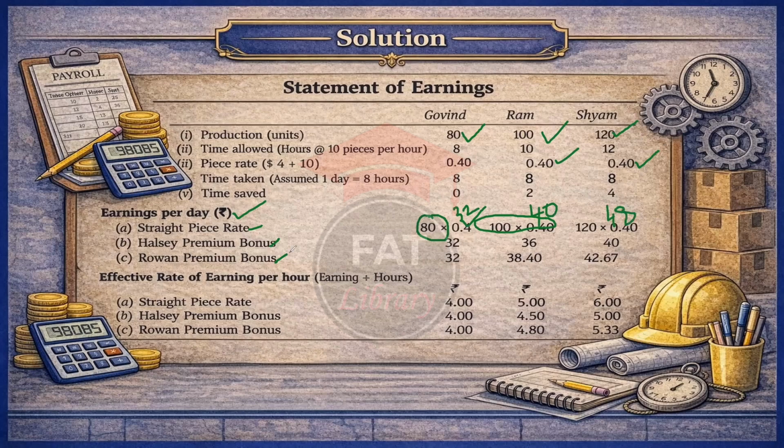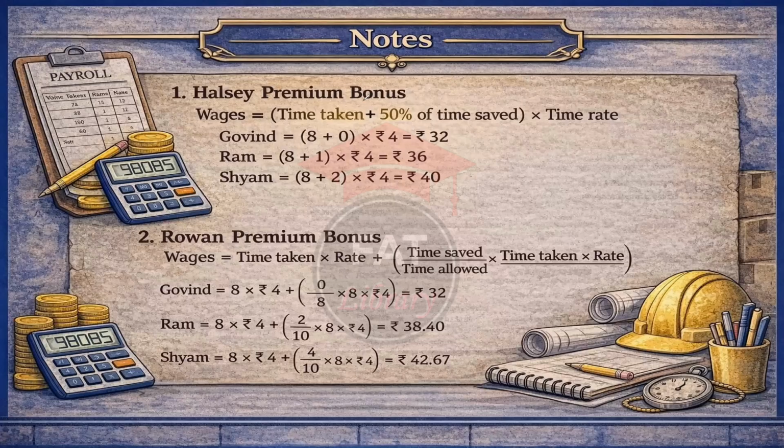And come to the Halsey premium bonus. How do we calculate this? Under Halsey premium bonus, wages is equal to time taken plus 50% of time saved multiplied by time rate. So here time taken by Govind is 8 hours and 50% of time saved we have to take. So it is 0 because he is not saving any time, and time rate is 4 rupees per hour. So it comes to 32 rupees in case of Govind. In the case of Ram, time taken is 8 hours plus 1.